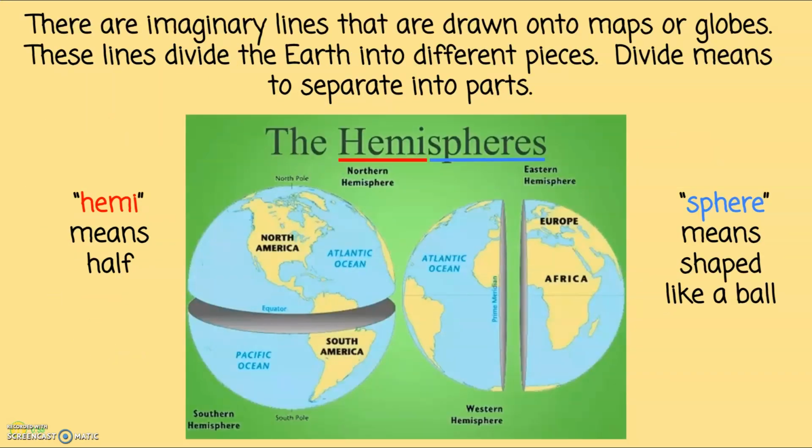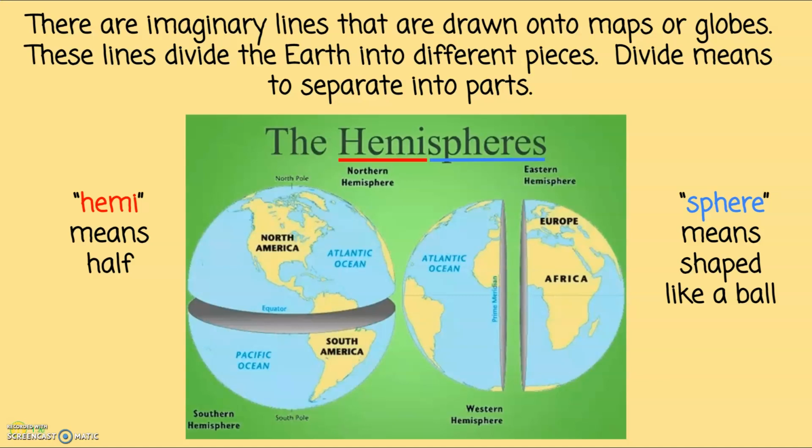There are imaginary lines that are drawn onto maps and globes. These lines divide the earth into different pieces. Divide means to separate into parts. Let's look at the word hemispheres. The first part of the word, hemi, means half. The second part of the word, spheres, means shaped like a ball.